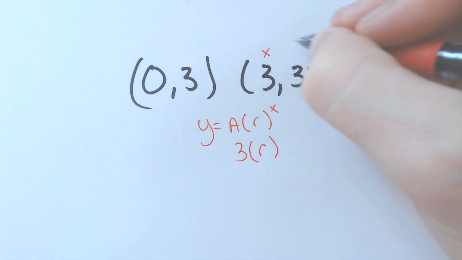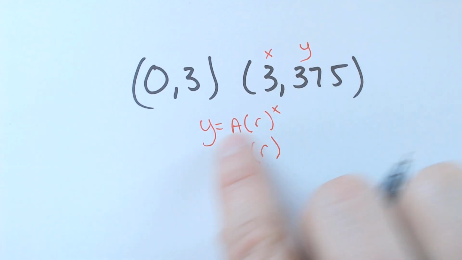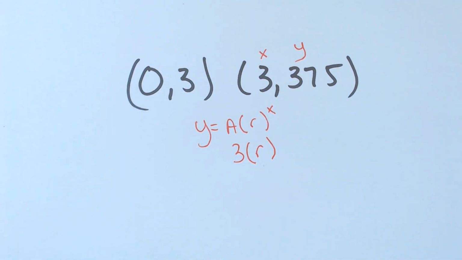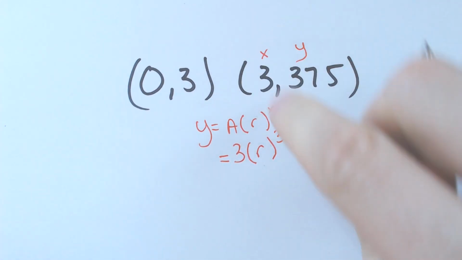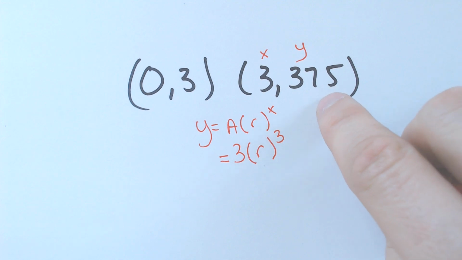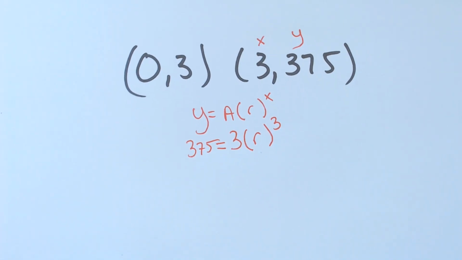But we are also going to be plugging in this x and this y value into the equation to solve for the r. So I'm going to plug in the 3 for x. This x is 3 right here, and the 375 for y. From here, you have to just solve for r.